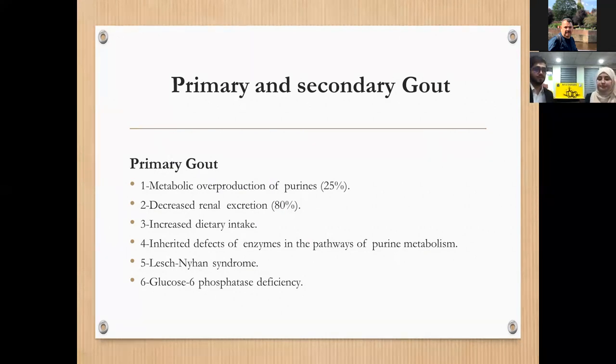So primary gout is associated with hyperuricemia, an essential hyperuricemia. So it has a polygenic basis. The first cause is a metabolic overproduction of purines. The second is decreased renal excretion, increased dietary intake of purines, and inherited defects of enzymes in the pathway of purine metabolism, such as Lesch-Nyhan syndrome, and finally glucose 6-phosphate deficiency.